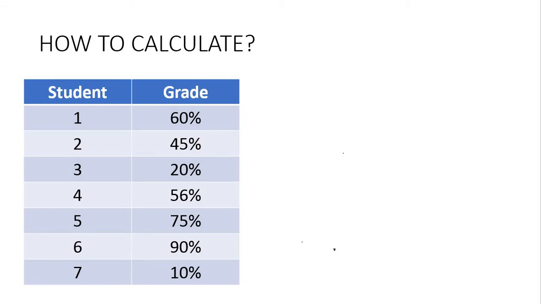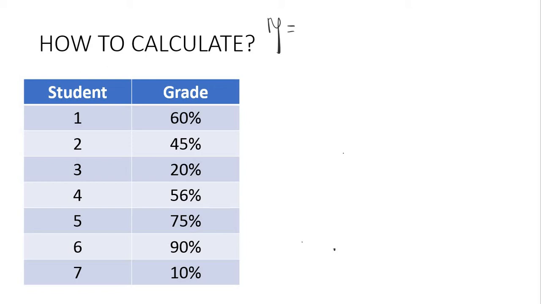So in this table, we have 7 students and their grades for the Introduction to Econometrics subject. And we want to calculate the average grade for this group of students. We always use this formula. I just wanted to say that usually we use mu to denote mean or average value.